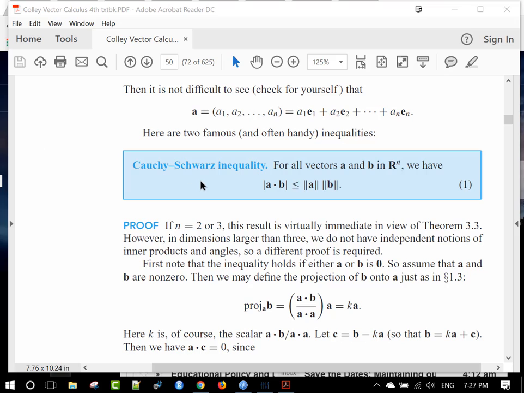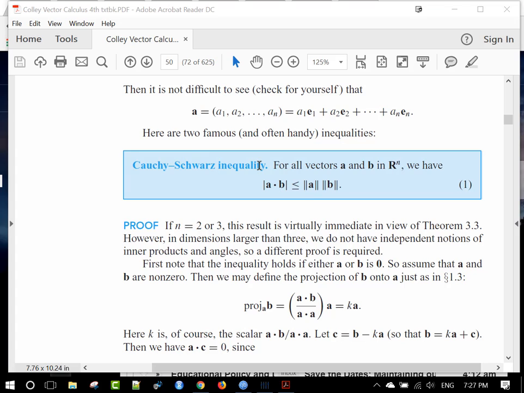Okay, now we want to talk about the Cauchy-Schwarz inequality, a very important and useful theorem, which says that if you take the magnitude of A and the magnitude of B and multiply them together, that's always going to be bigger than the magnitude of the dot product.